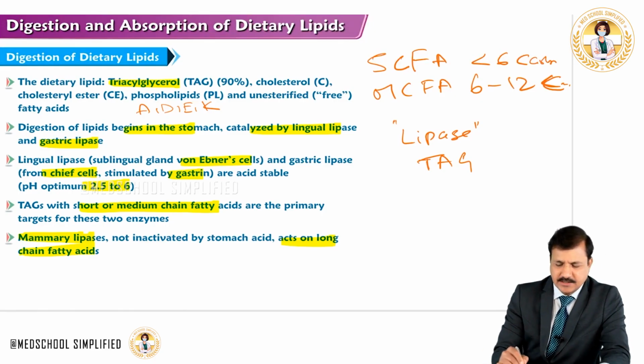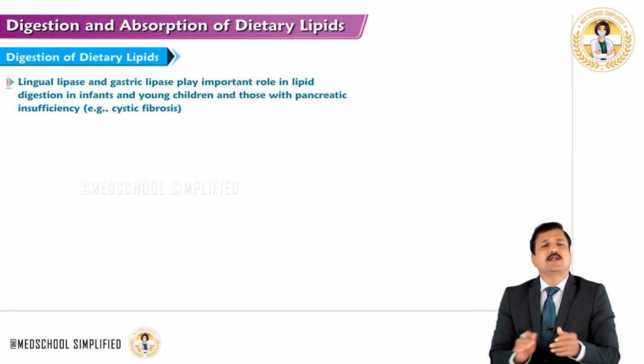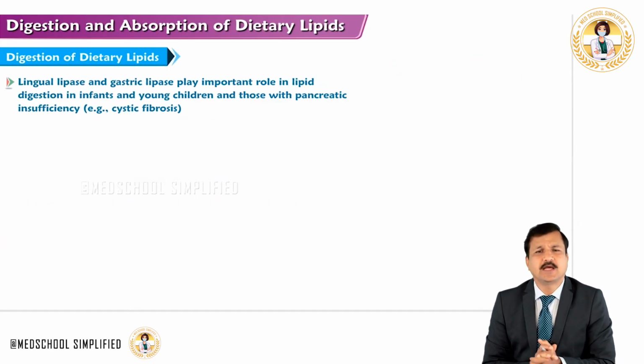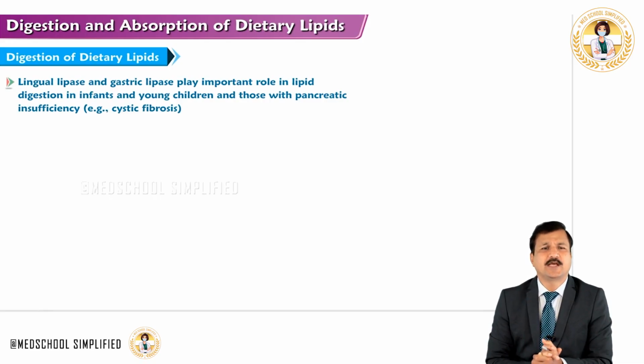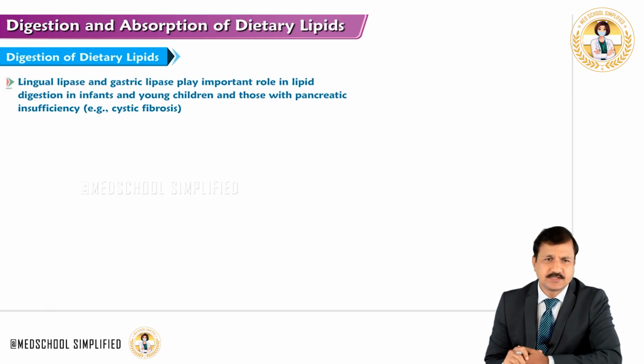Long chain fatty acid has carbons more than 12 to less than 22. That means from 13 to 21 carbons belong to long chain fatty acid. Lingual and gastric lipases play an important role in lipid digestion in the infants and young children, and also those with pancreatic insufficiency.